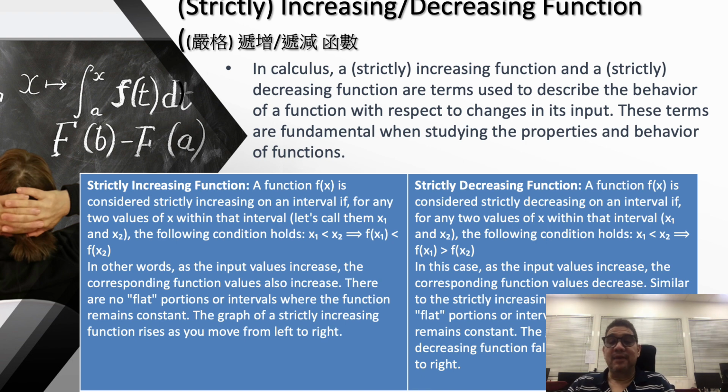On the other hand, a function f(x) is considered strictly decreasing on an interval if, for any two values of x within the interval, x1 and x2, the following condition holds: x1 is less than x2 implies f(x1) is greater than f(x2). In this case, as the input value increases, the corresponding function value decreases.